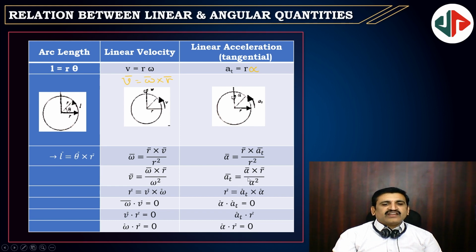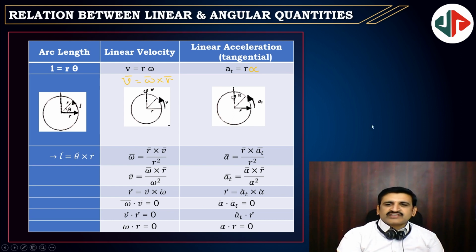Yes, AT is equal to this one, and r bar is equal to V bar cross omega. Omega bar cross V bar is equal to 0 because they are perpendicular. Cos 90 is 0, that's why. And these are also perpendicular.